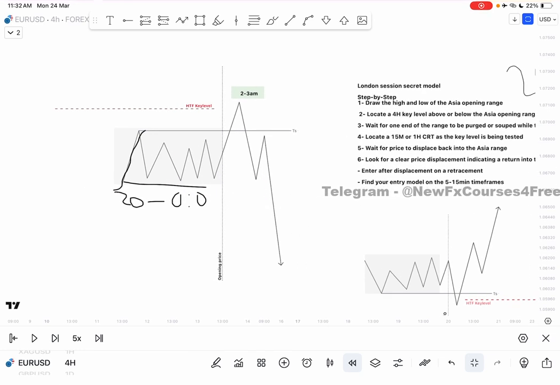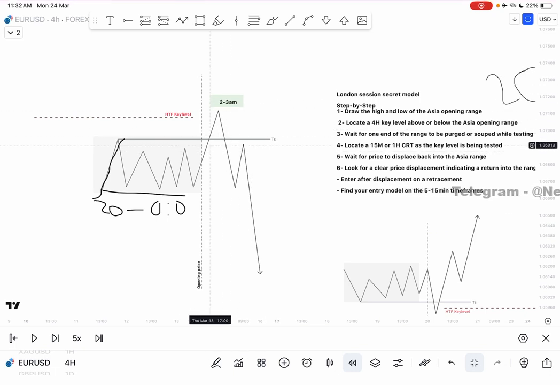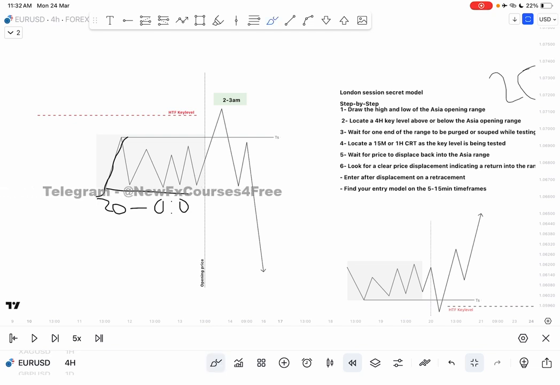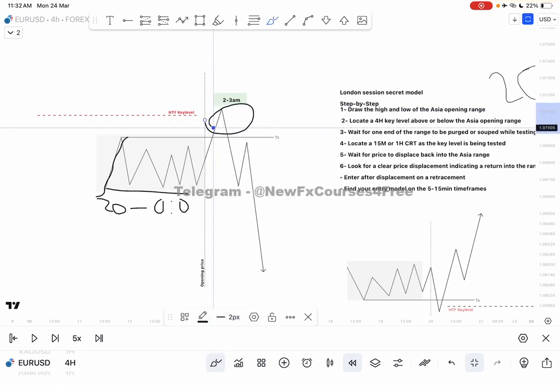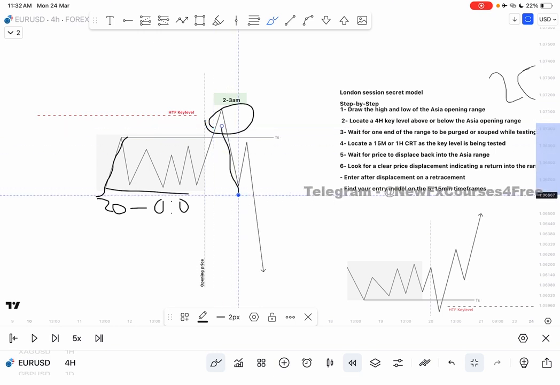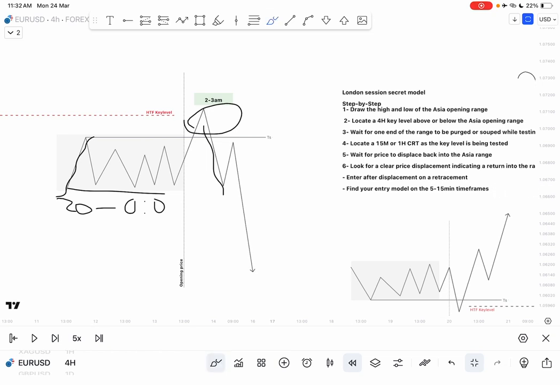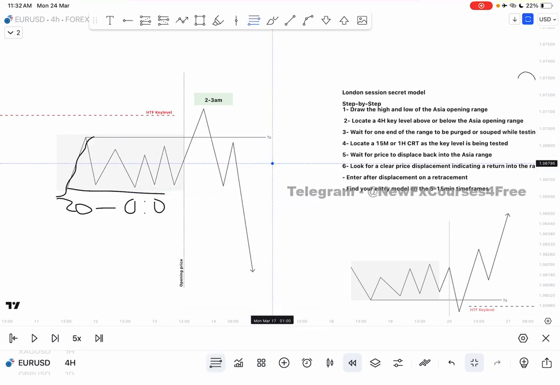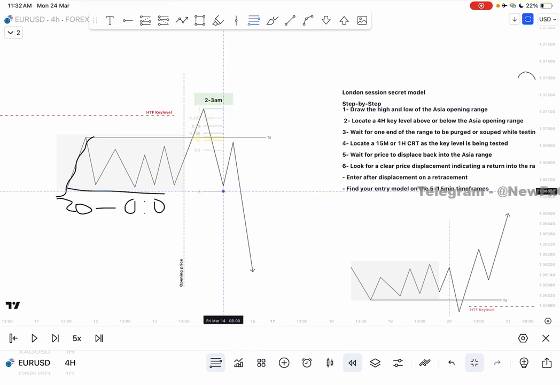So wait for a purge between 2 to 3 a.m., tapping on your higher time frame key level. Then look for a clear indication. Like you can see here, after taking out the high, you saw a large displacement downward, showing price wants to go lower. Then a retracement into your lower time frame order block or breaker block or your OTE region, because this is basically a retracement. If you take this from here, you got your OTE region.